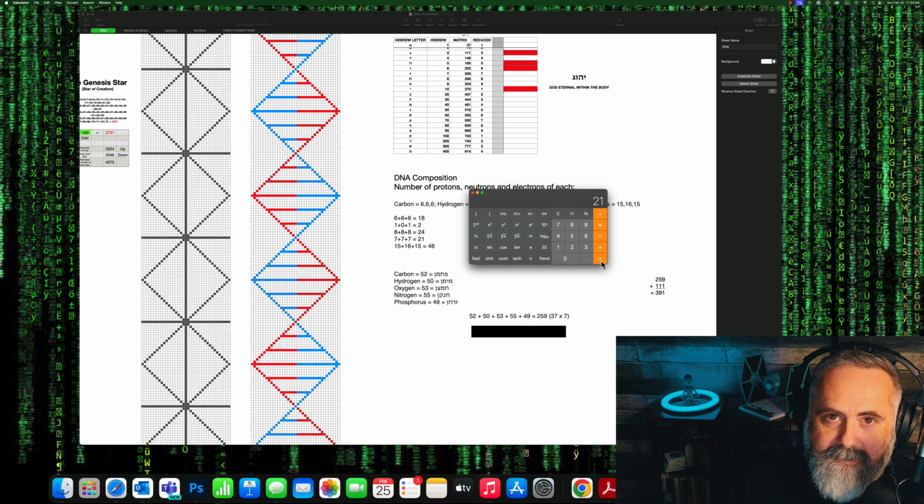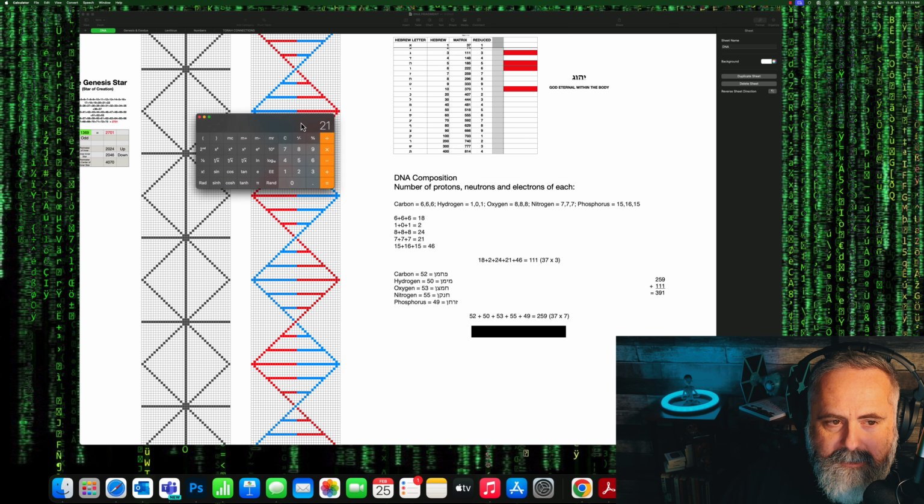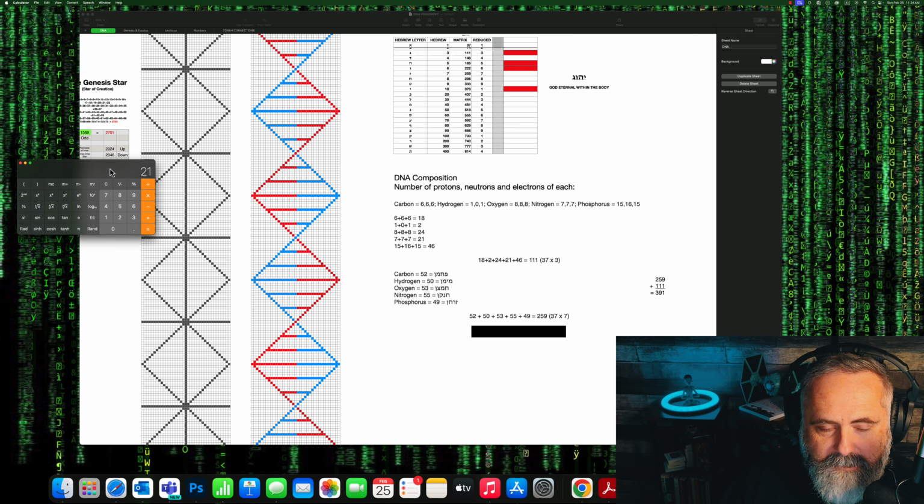Now, why is this important? Well, again, chasing that 3-7 connection. 3 times 7 is 21. Not only that, but 2 plus 1 is 3. So hold that in your mind for just a moment. We have 3. Now, this is incredibly interesting.